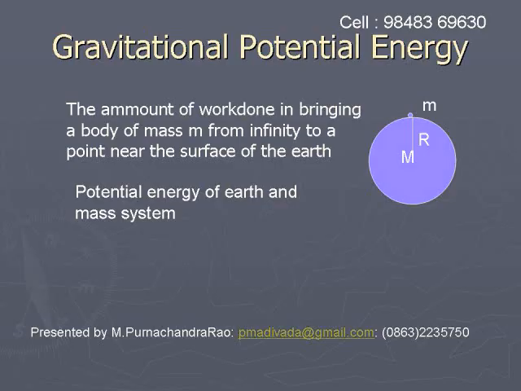Since the body is bound to the earth by the attractive force, this energy will be taken as negative. The energy due to attractive force is taken as negative, hence we get the negative sign. PE is equal to minus GMm by R.